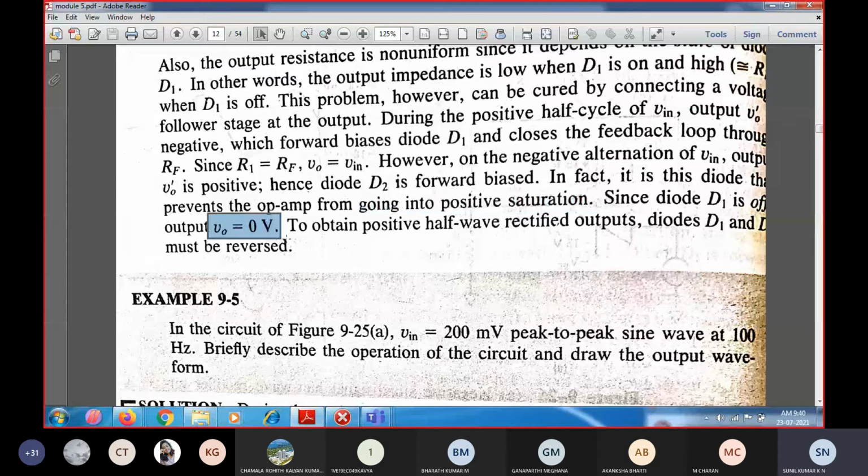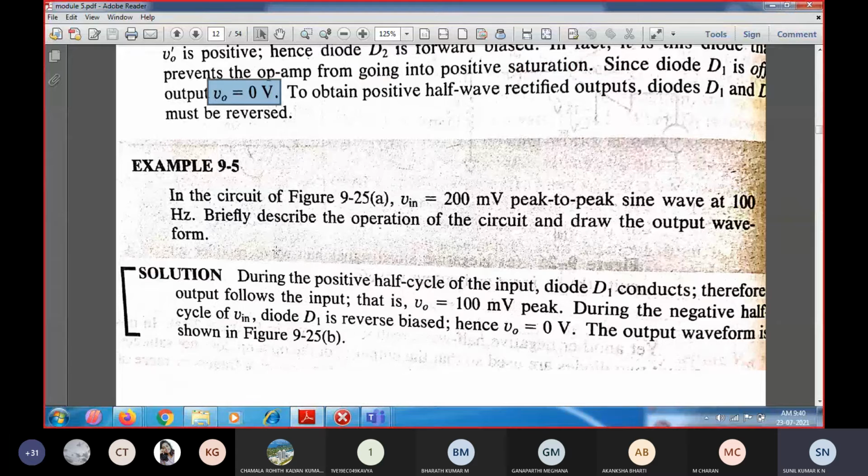So this is the circuit operation of the two diode small signal negative half wave rectifier. And if you reverse the polarity, you can get the positive half wave rectifier.